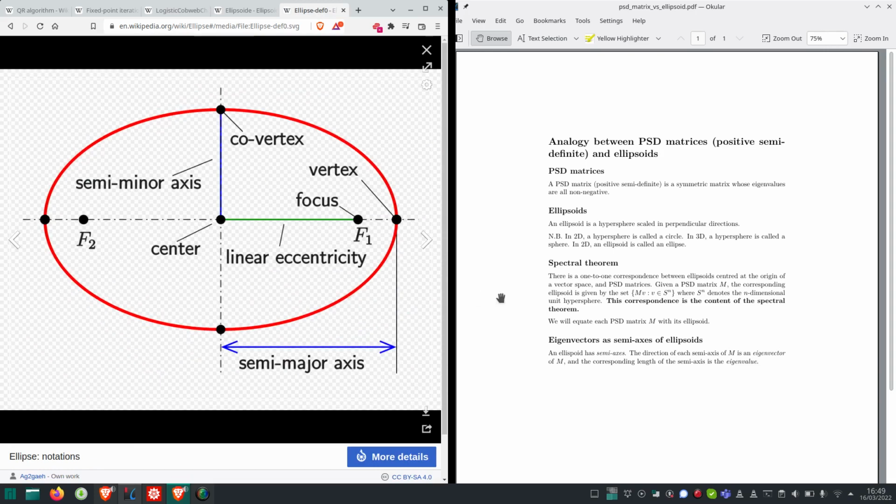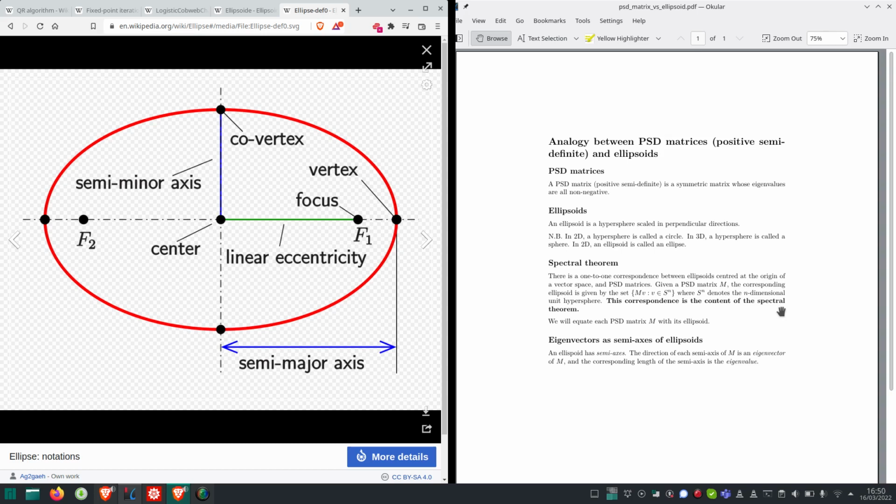A positive semi-definite matrix is a symmetric matrix whose eigenvalues are all non-negative real numbers. Let M be a general positive semi-definite matrix. There is a 1-to-1 correspondence between positive semi-definite matrices and ellipsoids centered at the origin of a vector space. This correspondence is a very simple one. It is given by multiplying each point on the hypersphere by M. Conversely, from the ellipsoid, we can recover M.